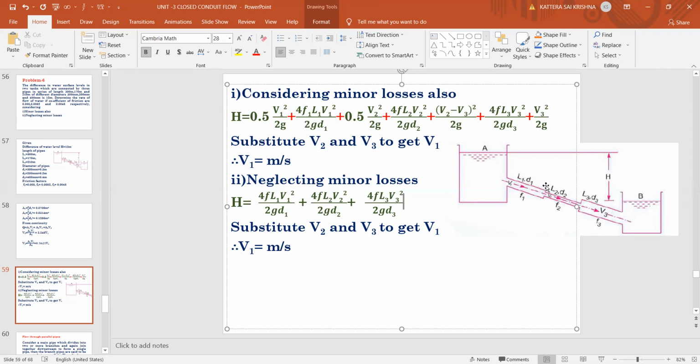Next, the pipe is getting contracted. Because of the contraction, there will be a loss in the pipe. That is 0.5 V2 square by 2G. After contraction, the velocity to be taken here is V2, so V2 square by 2G. Next, after contraction, we again have a frictional loss in the second pipe. That is 4 F2 L2 V2 square by 2G D2, the frictional loss in the second pipe.